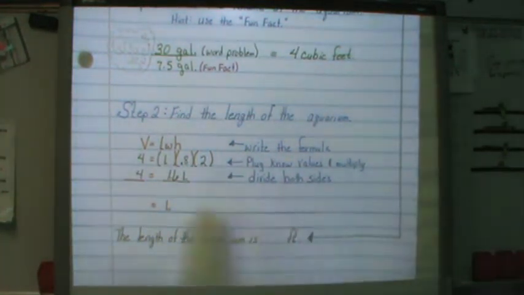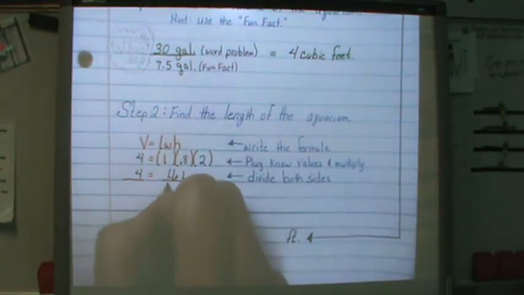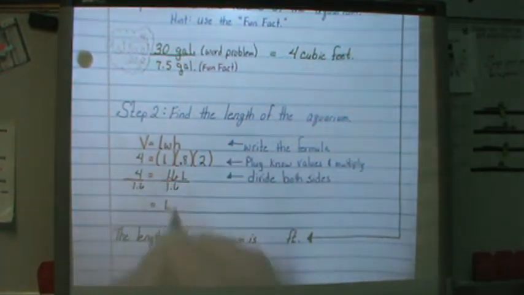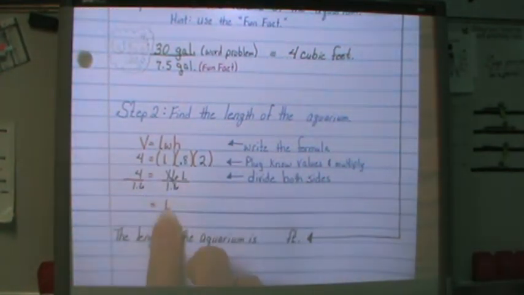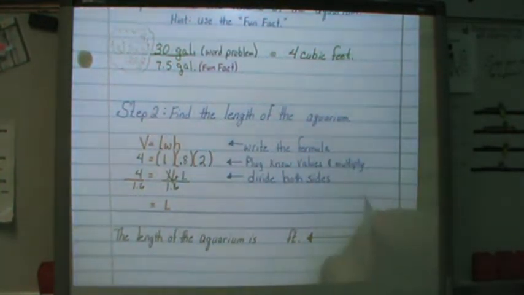Now, I'm going to divide both sides by the 1 6/10 because I have to isolate my L all by itself. So I'm going to do that now. That cancels out, leaving L all by itself. Now, I have no idea what this is going to be, so I'm going to have to do some division over here.